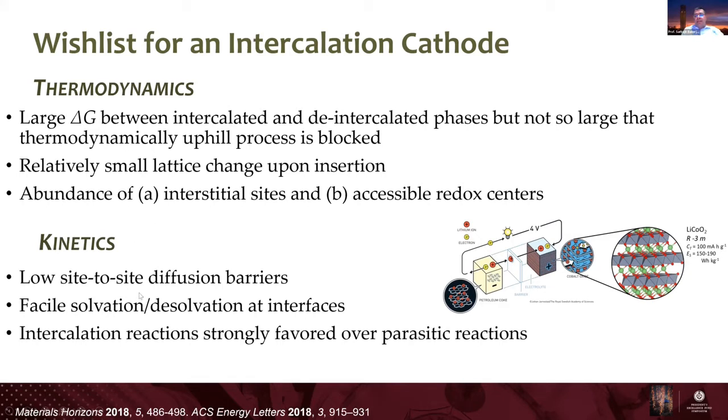So there have to be low site-to-site diffusion barriers, relatively facile solvation and desolvation at interfaces, and intercalation reactions strongly favored over parasitic reactions, right? So this is a chemistry that has to work in 99.999% yield every cycle, right? Because if it doesn't, then you're going to very, very quickly lose capacity, okay?